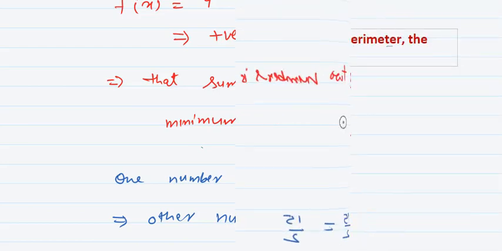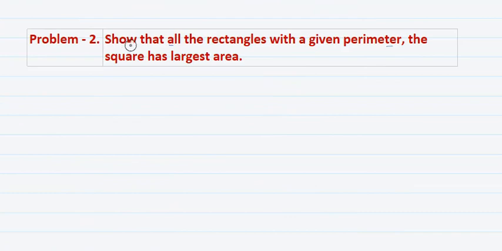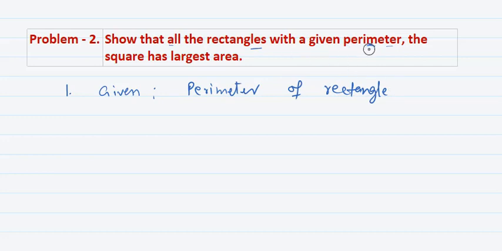Understood? Now let us come to the second problem. It is: show that of all rectangles with given perimeter, the square has the largest area. So let us do first of all the two important steps that I told you. Number one is to identify what is given. So the given is the perimeter of rectangles. So the perimeter of the rectangle is given. This is about all the rectangles, so we will proceed in a general way.